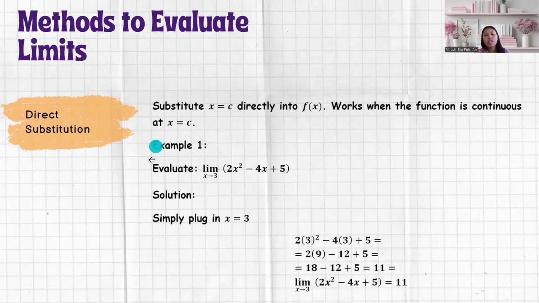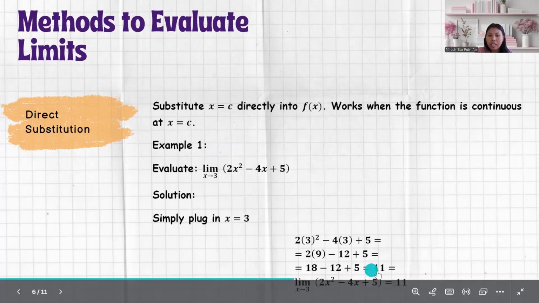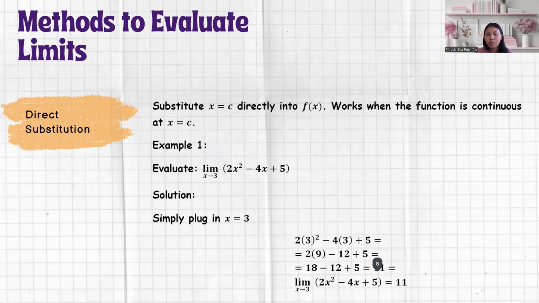For example, evaluate the limit of 2x squared minus 4x plus 5 as x approaches 3. For the solution, simply plug in x equals 3 into the function. So we get 2 times 3 squared minus 4 times 3 plus 5, which is 11. So the limit of 2x squared minus 4x plus 5 as x approaches 3 is equal to 11.